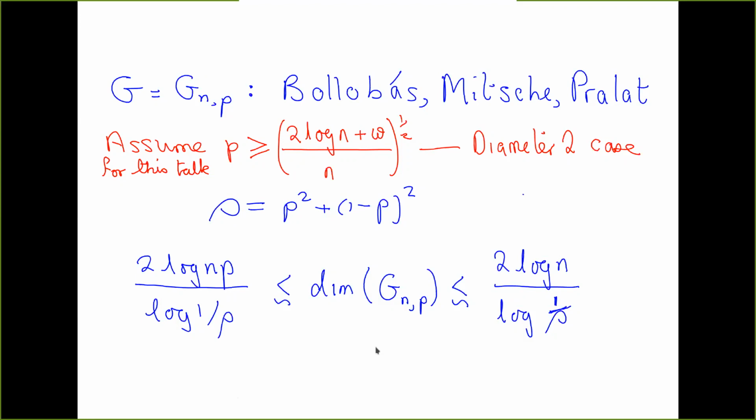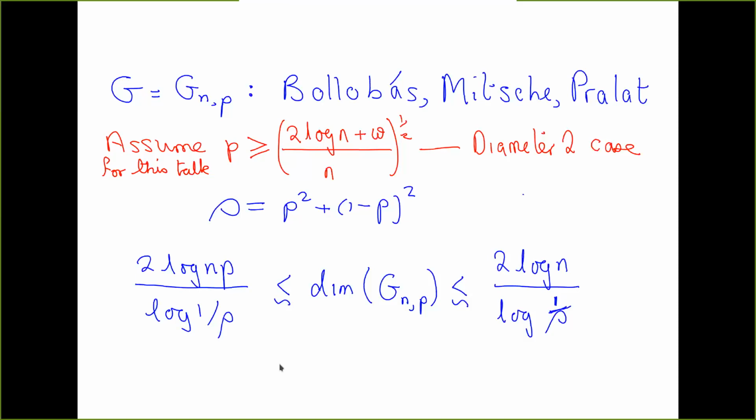Okay, so you see from this that you've got some good bounds on the dimension. In this particular case, it's fairly simple. And so in particular, if p is a constant or p is little o of n to the minus 1, it's asymptotically correct. So this is the dimension.